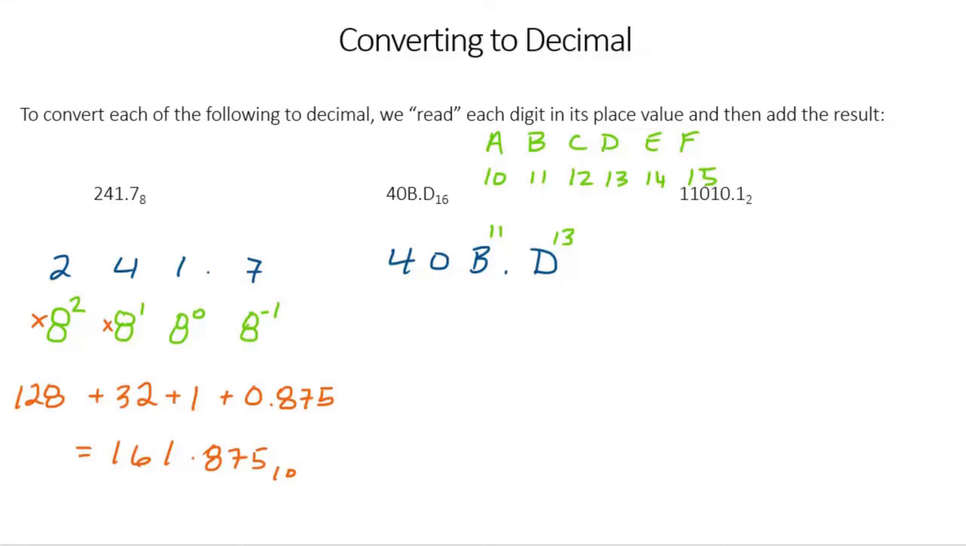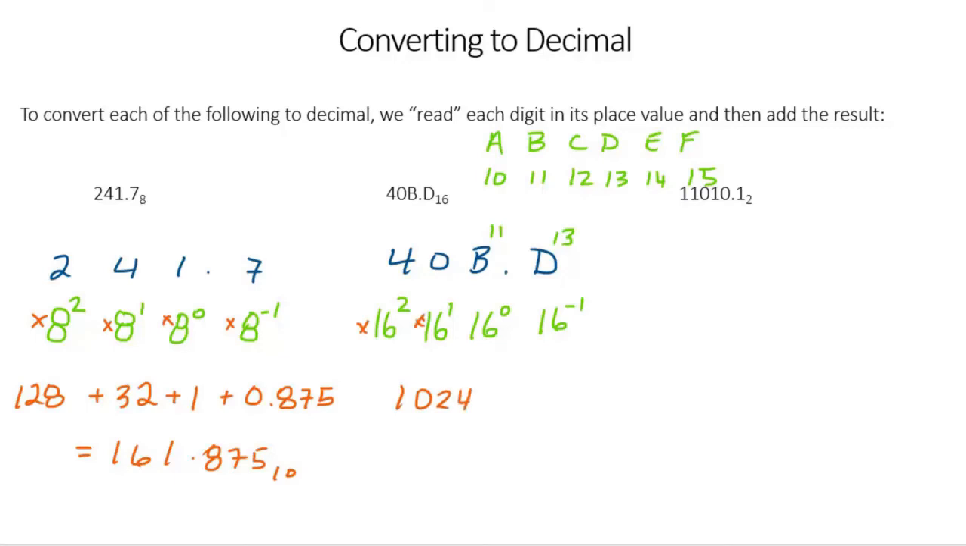All right, so which place value is each one in? Well, the B, or the 11, is in the 1's place value. The 0, that's in the 16's place value, and the 4 is in the 16 squared, or 256's place value. Following the hex point, we've now got a D, or a 13, in the 16th place value. Doing our multiplication again, let me finish my notation here. I've got 4 times 16 squared. 4 times 256 is 1,024.